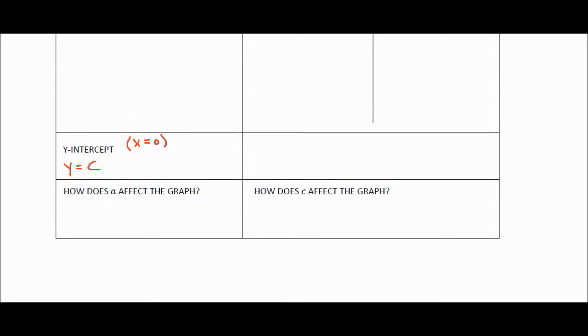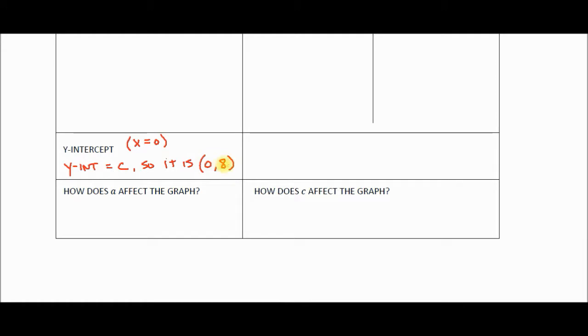Okay, but let's make this a little clearer. The y-intercept equals c. So in this case, what is the y-intercept? It's just 8. Let's go ahead and write this in coordinate notation. It's going to be 0 for the x and 8 for the y.